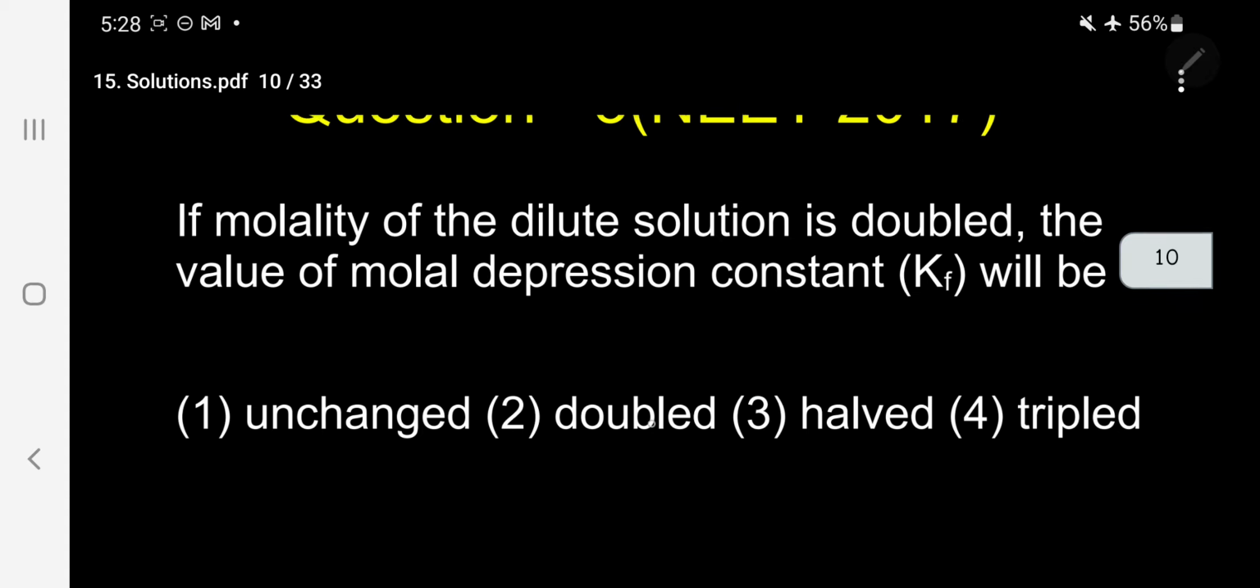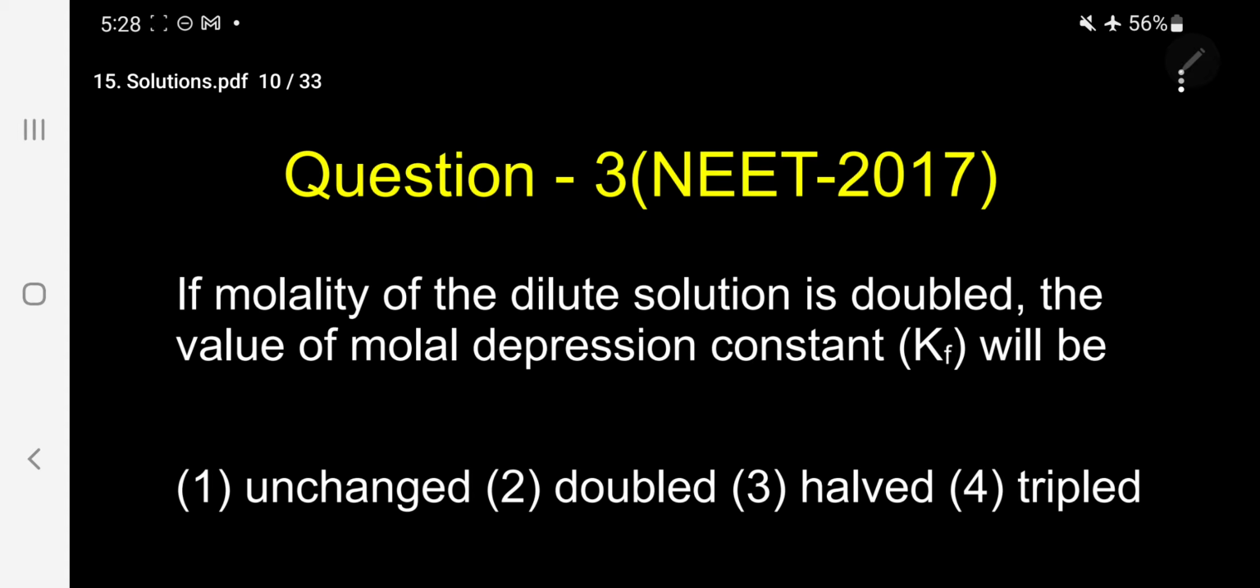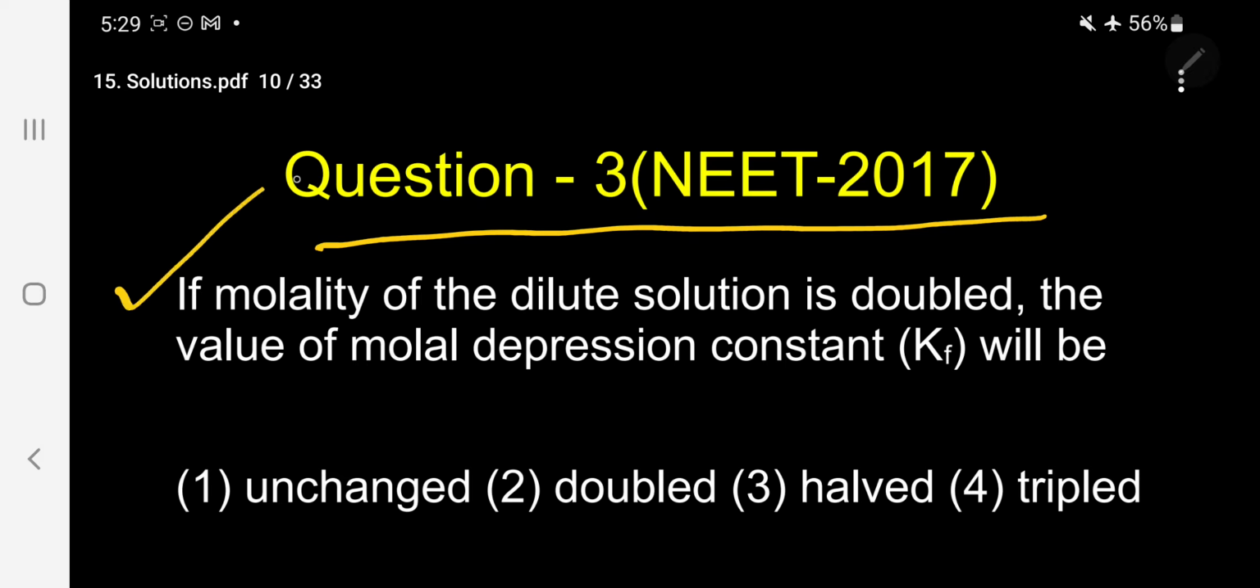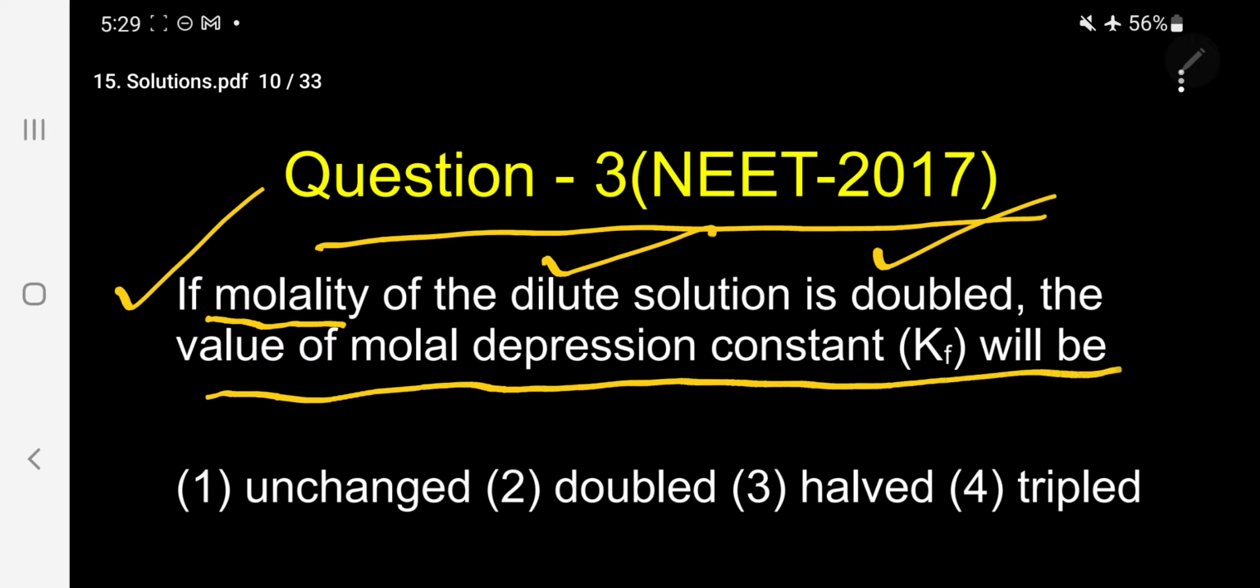I hope that is clear. Next, let me go to question number 3. This is another interesting question. This question was asked in NEET 2017. Let me read the question. If the molality of a dilute solution is doubled, the value of molar depression constant Kf will be: A, unchanged; B, doubled; C, halved; D, tripled.